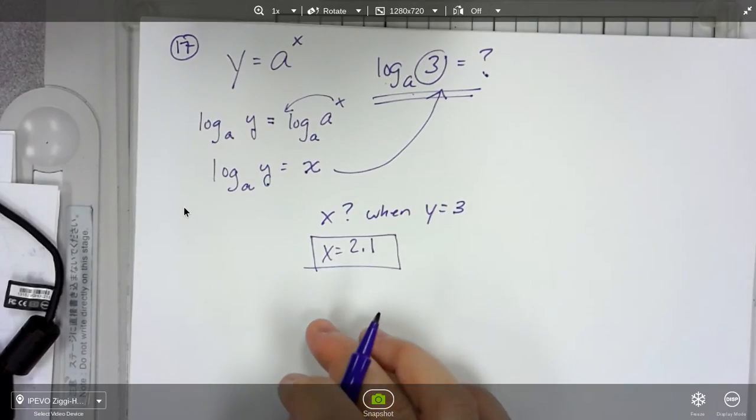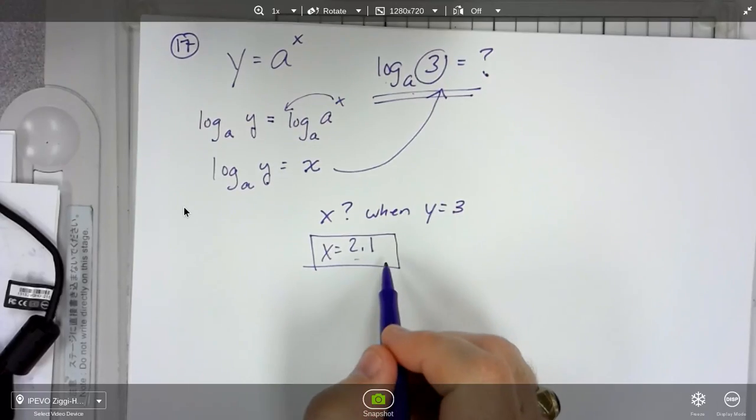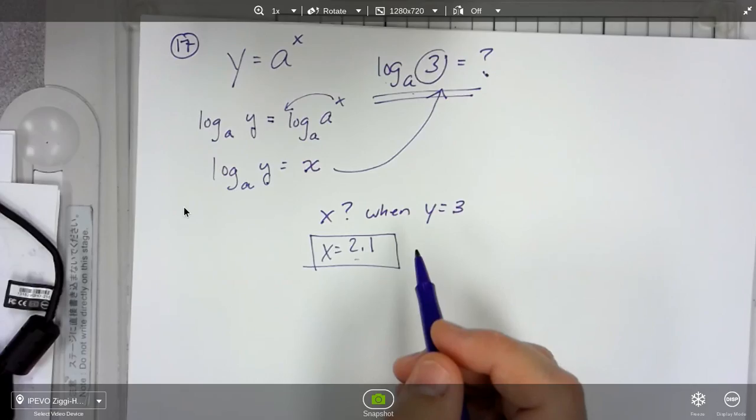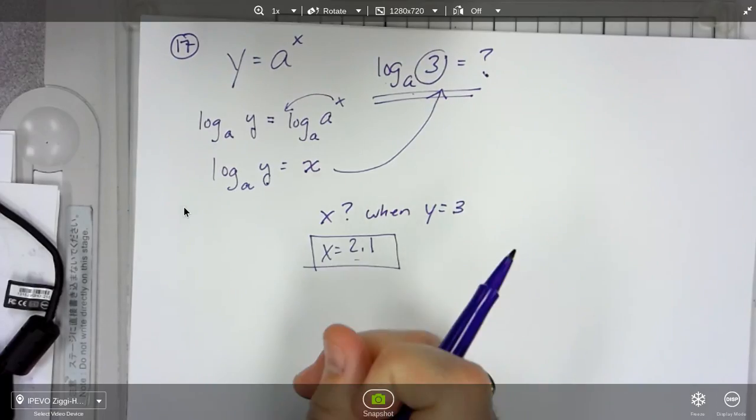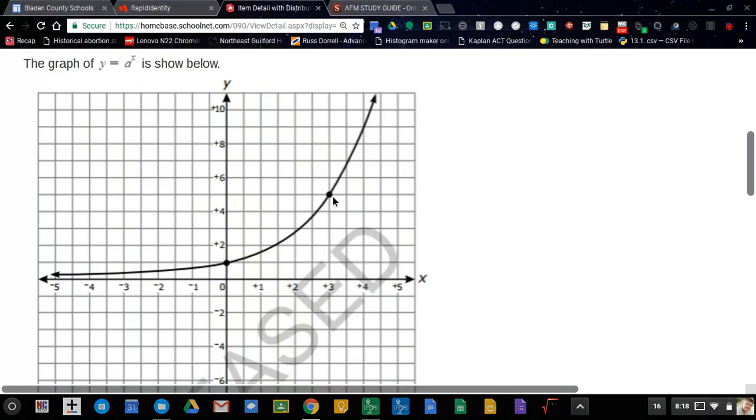Guys, if I wanted to do this really exact and not eyeball 2.1 on the graph, is there a way to do that? Could I actually find out what a is equal to? Yeah, you actually could. All I would have to do is take this point, which is 3, 5, and plug that into y equals a to the x, and then solve for a. Once I know a, I can come down here and say log base a of 3 and get my x using that log base formula on the calculator.